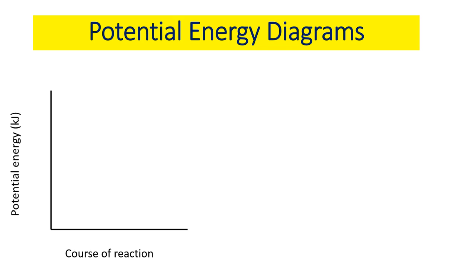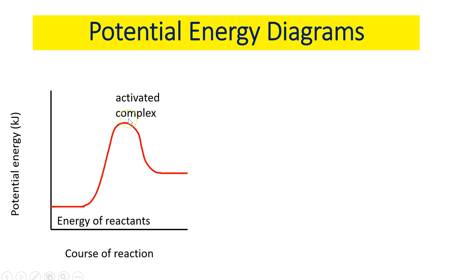You need to be able to draw potential energy diagrams, and if you understand them, these are quite easy marks in the exam. Initially, when we start with a reaction, I'm going to look at two different types of reactions, endothermic and exothermic, but let's start. Initially I'm going to have the energy of my reactants. Then I'll need to increase the energy, and this increase in energy is called my activation energy to form my activated complex. There we go. So this is where my energy started and then the amount of energy increased.